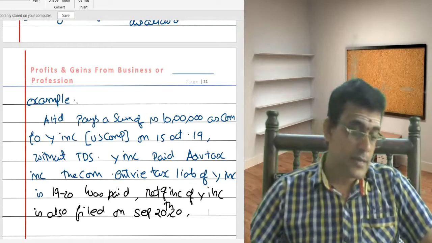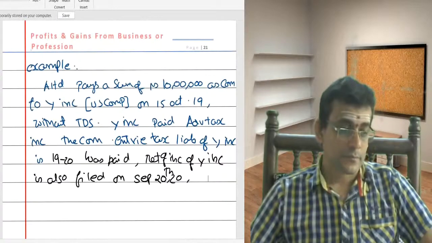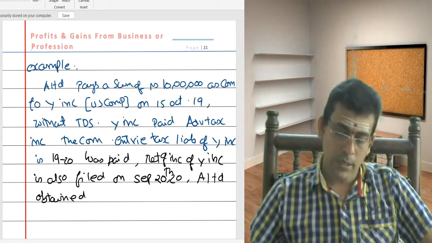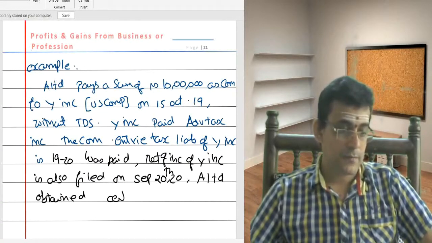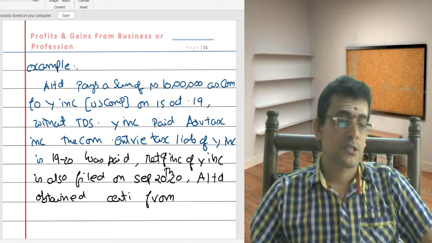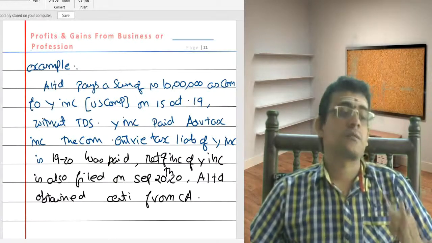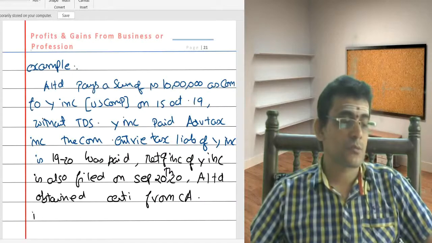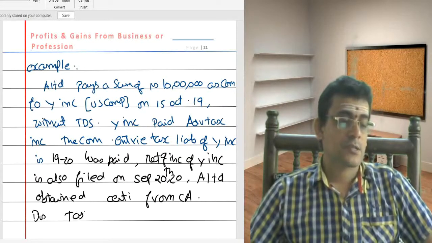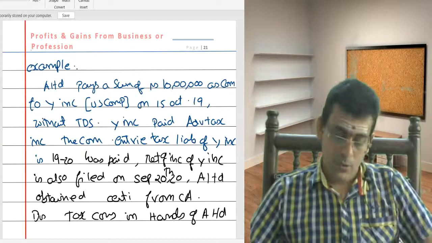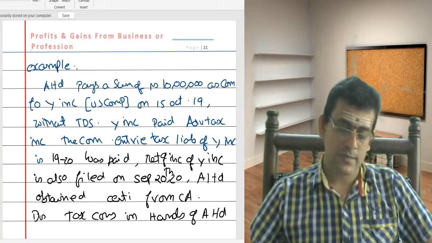Now, A Limited also obtained a certificate from a chartered accountant. Discuss the tax consequences in the hands of A Limited. So what you are supposed to do? You are supposed to discuss the tax consequences in the hands of A Limited.